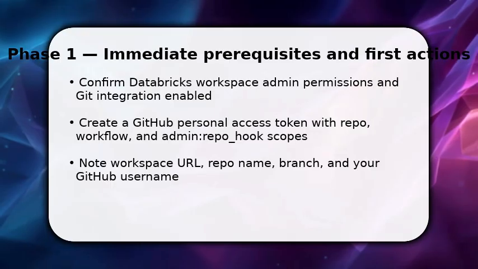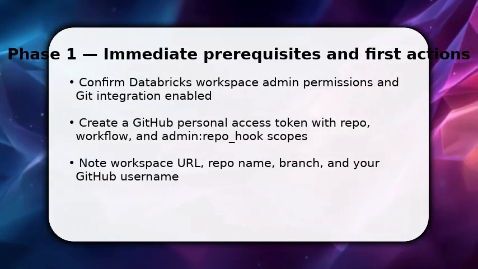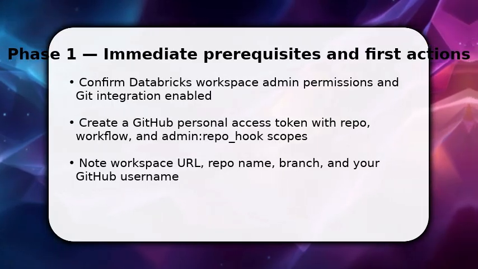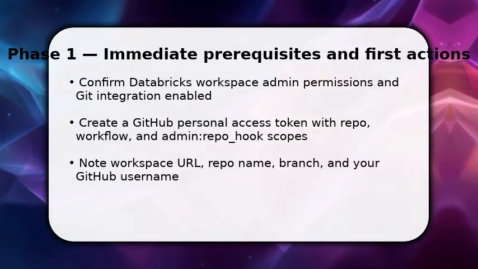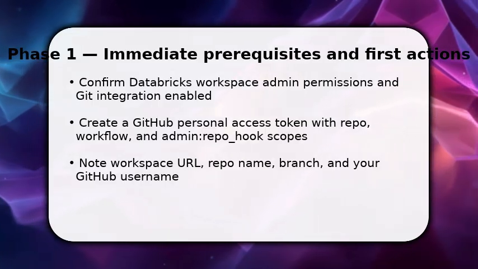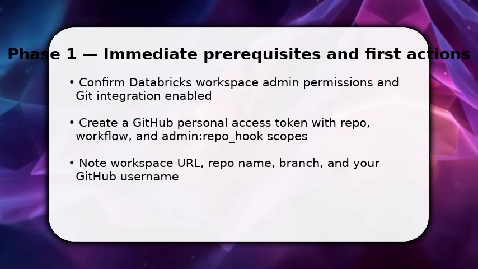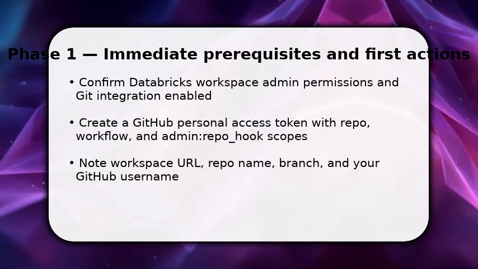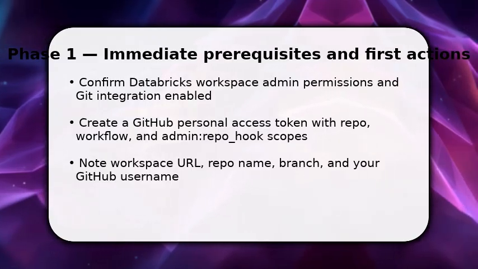You start by verifying permissions. Make sure you are a Databricks workspace admin and Git integration is allowed. Next, generate a GitHub personal access token, giving repo and admin hook access. This token is what Databricks will use. Once done, copy the workspace URL, target repo name, branch, and your GitHub username into a secure note.